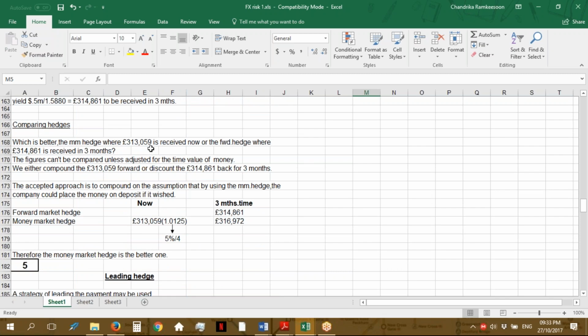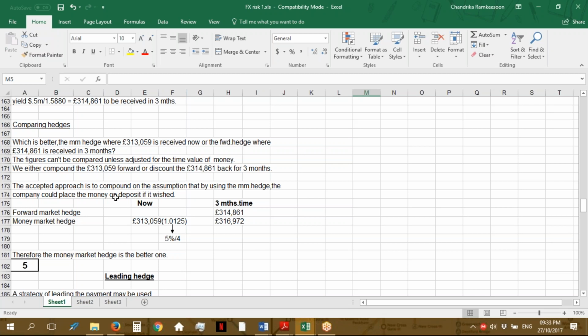Which is better, the money market hedge where 313 and 59 is received now, or the forward hedge where 314 is received in 3 months? Figures cannot be compared unless adjusted. We either compound the 313 and 59 forward or discount the 314 back. Logically it seems so, but the accepted approach is to compound, on the assumption that by using the money market hedge, the company could place the money on deposit if it wished, which is what you saw in the yellow handout. So forward hedge, money hedge today, no, that is sterling.